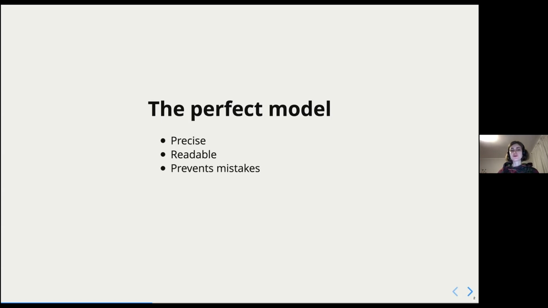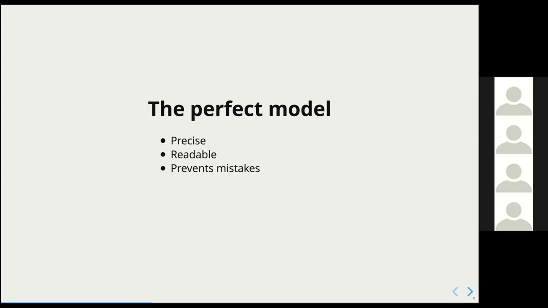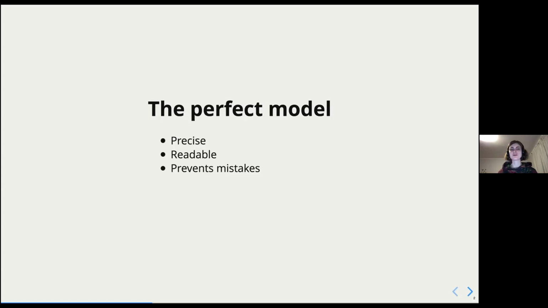And if possible, it should prevent mistakes. So we have the type system, and the type system should guard us from inputting incorrect data. Ideally, it should make incorrect data impossible to have in our system. So that's why we have the type system. That's why we love it. So let's use it as much as possible.